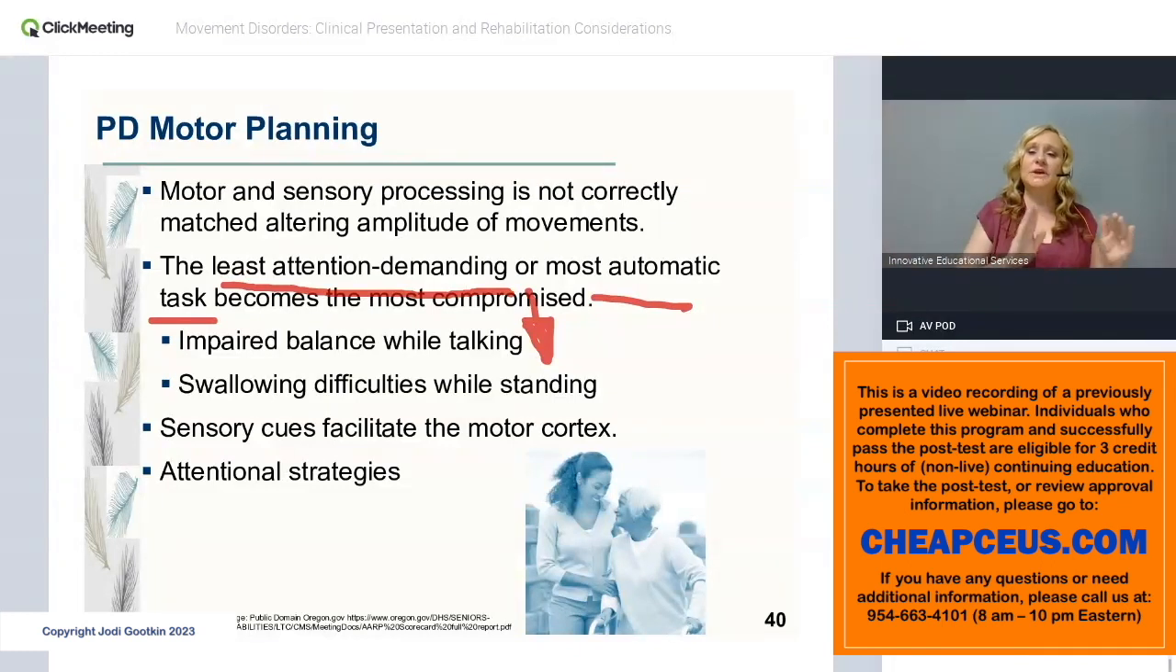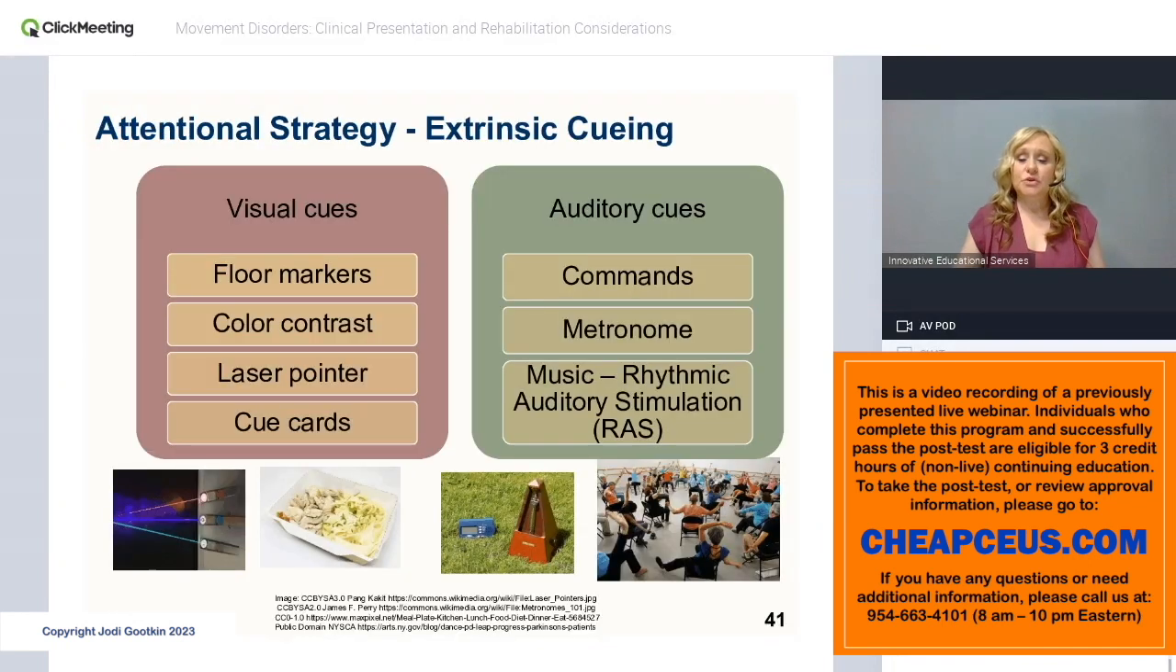Again, look at when patients are having challenges at home with specific functional activities. Is this paradox presenting itself? Do we need to modify the way things are performed so that those automatic pieces, the balance, the sitting, the swallowing, things like that can still happen safely? And then same thing in our clinic. In order to train our patients, we're going to use different types of attentional strategies.